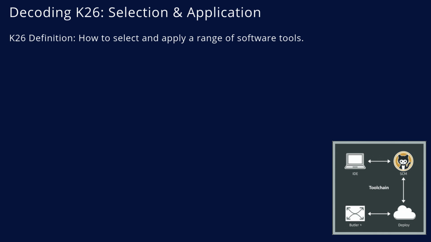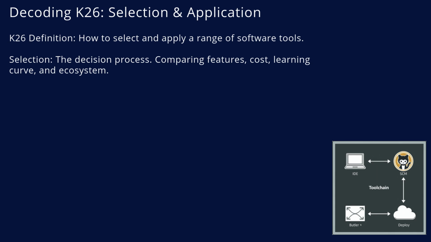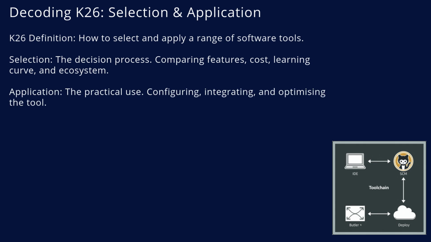Let's decode the standard. K26 asks for selection and application. Selection is the strategic part. How do you decide between VS Code and IntelliJ? Between GitHub and GitLab? You must evaluate them based on cost, features, and how hard they are to learn. Application is the hands-on part. It's not enough to install it, you must configure it. You set up the plugins, the shortcuts, and the integrations.